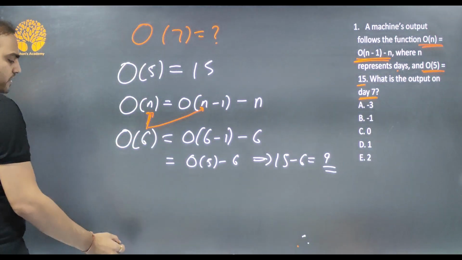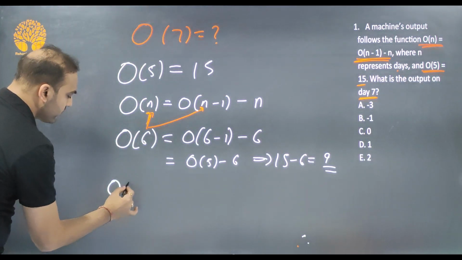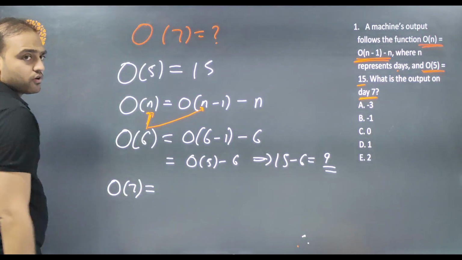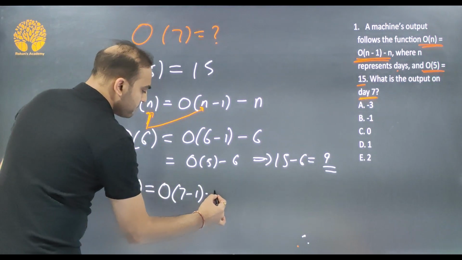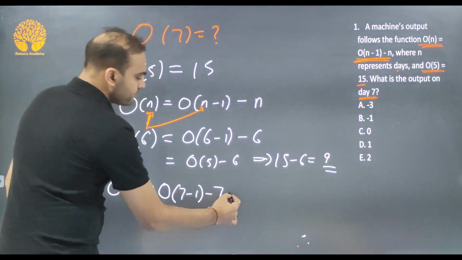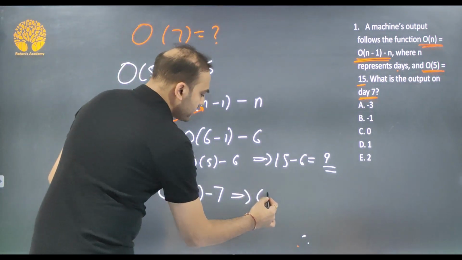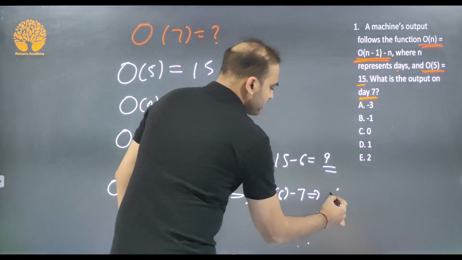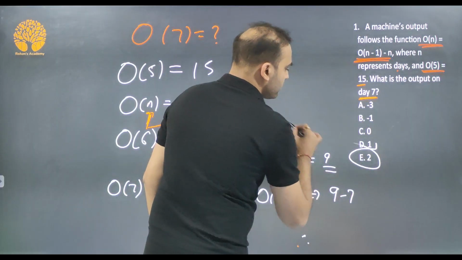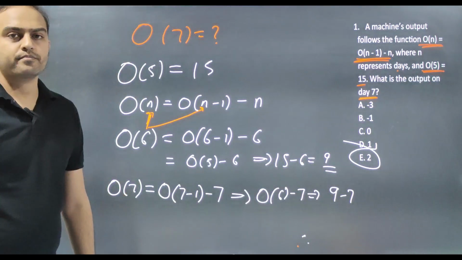Now I find O7. In place of N, I substitute 7, that's O7 = O6 minus 7. If I solve that, 9 minus 7, answer is 2.